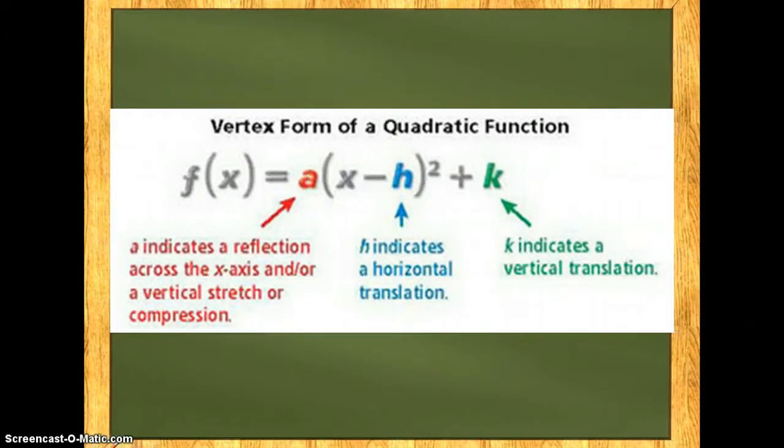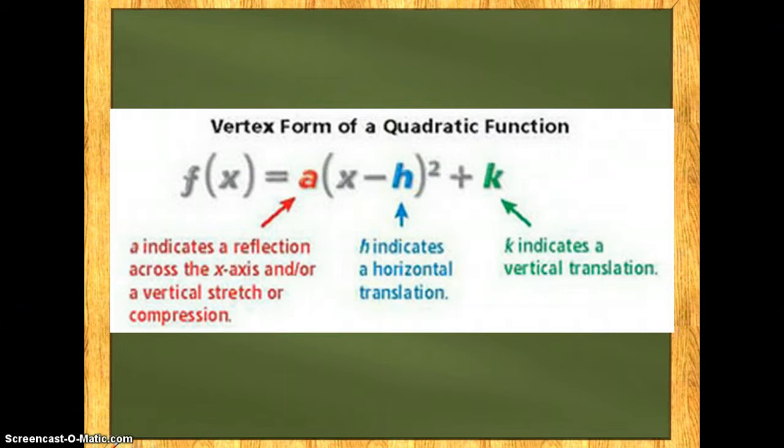So f of x is equal to a times, in parentheses, x minus h squared plus k. The a will indicate two separate things: whether it's been reflected over the x-axis, or a vertical stretch or compression. It'll be either a reflection and a stretch, a reflection and a compression, or just a stretch or just a compression.